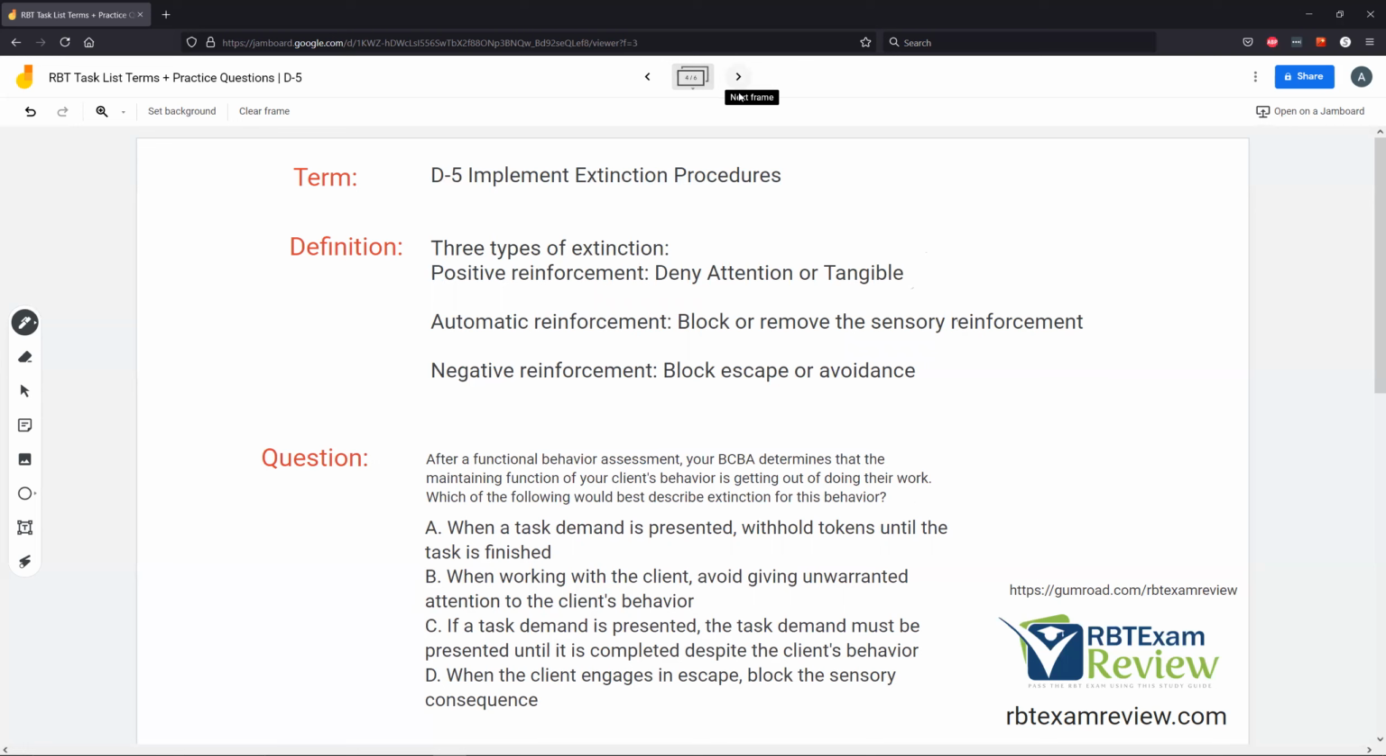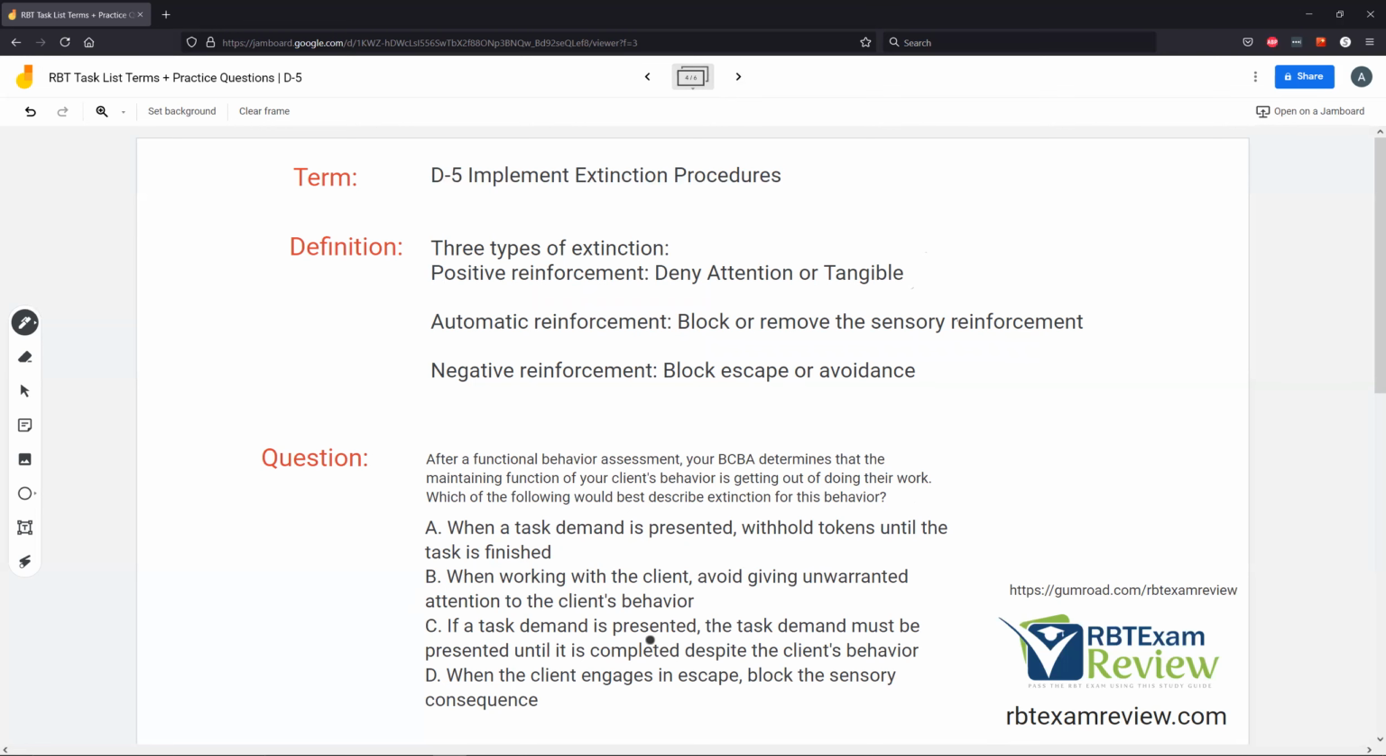Okay, so those are our 3 types. Notice that not every one involves ignoring. Attention would be ignoring, but tangible would just be denying access. So you can still give attention to the client if the function is tangible. That's a tricky concept, but it's important, right? The behavior relies on the function. If my function is escape or avoidance, then it doesn't matter about the attention. People always want to revert back to ignoring, but that's not really what we're doing here. We need to look at how the behavior is producing reinforcement. What's the function? And then we have to cut that function off.